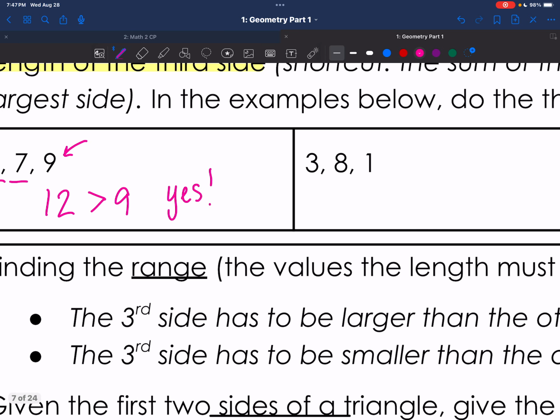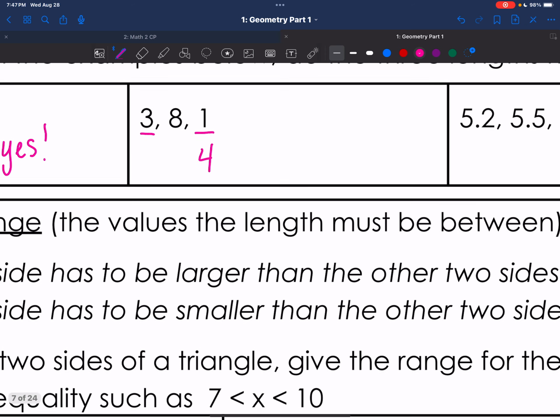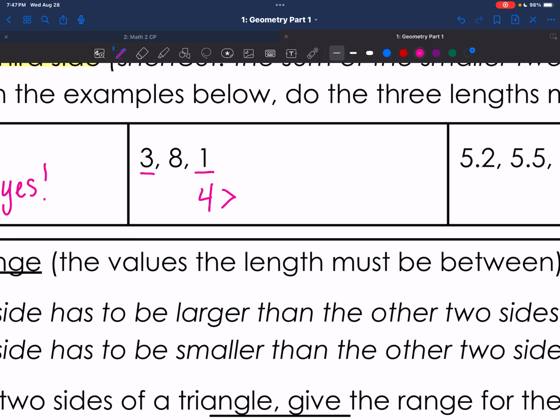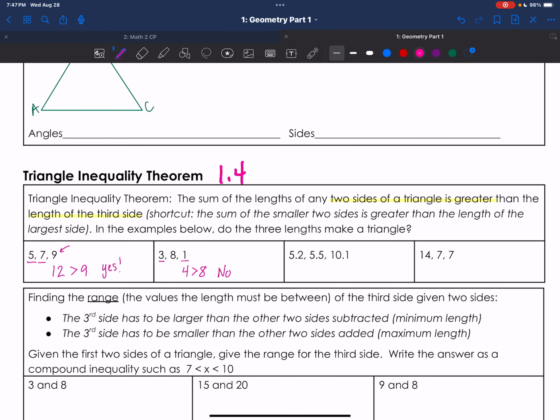So let's try this one, 3, 8, 1. Let's pick the two smallest sides and add those together. So 3 plus 1 is 4. And we want to know, is 4 greater than 8? Well, that's false. No. So we know, therefore, this first one here makes a triangle because this is true. This is not a triangle because this is false. All right, you're going to complete that one and that one.